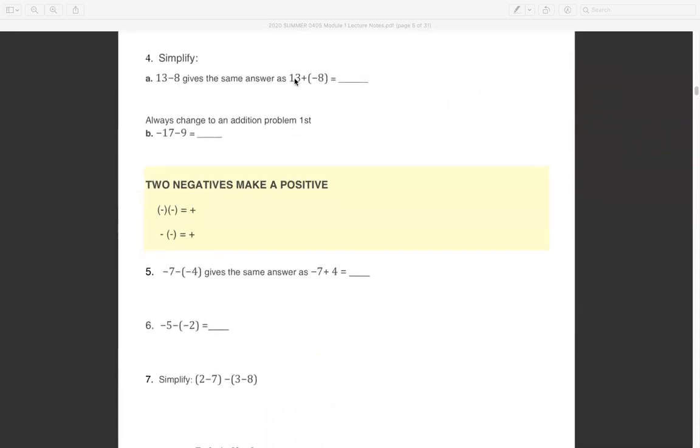So 13 subtract 8 is going to give us 13 added to a negative 8. If we use the superglue shortcut, what's going to happen is we just take the subtraction sign, attach it to the 8, and then put a plus sign in its place. In terms of money, this means we have $13, and then we owe somebody $8, which gives us a total of $5 in the end.